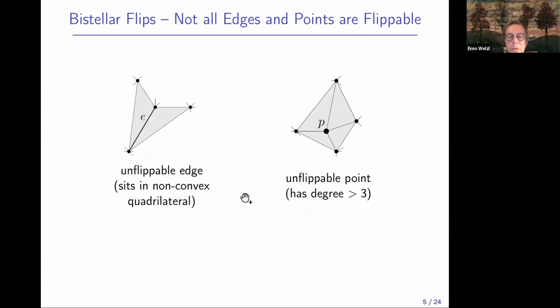And let me just remind you that, of course, not every edge is flippable. So if the edge, after removal, sits in a non-convex quadrilateral, then we cannot flip it, and also we cannot flip any point which has degree larger than 3. All the skip points we can always flip, and of course the boundary edges and the extreme points, they are never flippable.